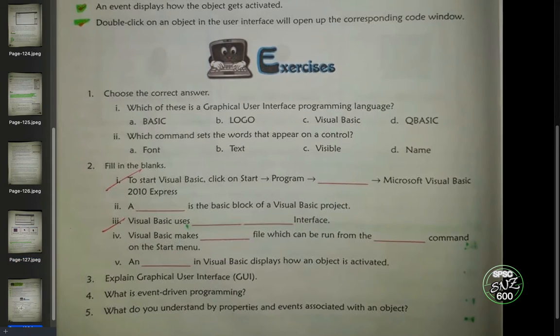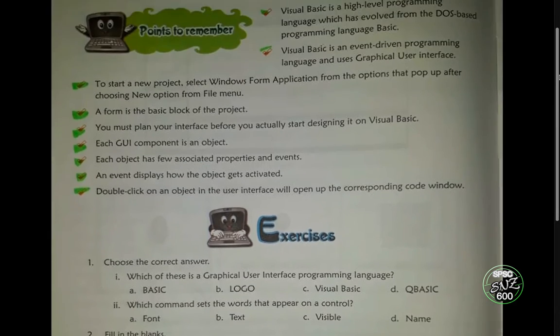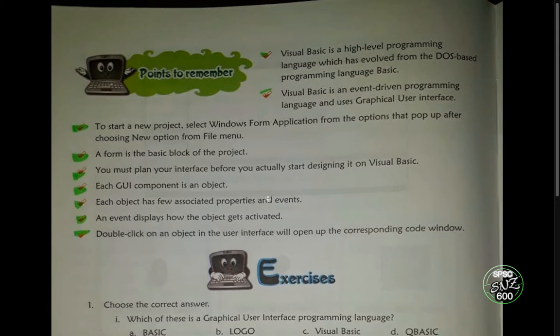We're going to the final page, that is 128. So here these are the important lines where all the steps, all the points are marked. I marked all the points, so you have to learn these points. Visual Basic is a high level programming language which has evolved from the DOS based programming language BASIC. Visual Basic is an event driven programming language and uses graphical user interface. So this is the definition we learned in our last class.